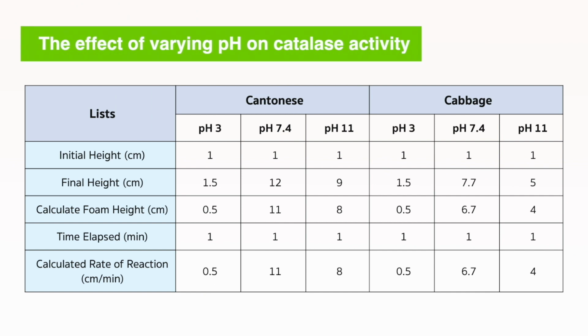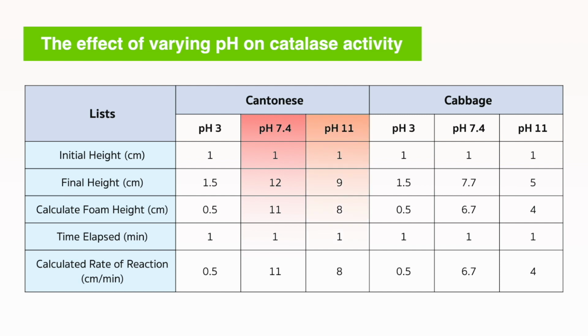This table shows the effects of varying pH on catalase activity. The catalase extract from Chinese cabbage shows the highest activity at buffer pH 7, followed by pH 11, and pH 3 is the lowest. The catalase extract from cabbage shows the highest activity at buffer pH 7, then pH 11 and pH 3 respectively.